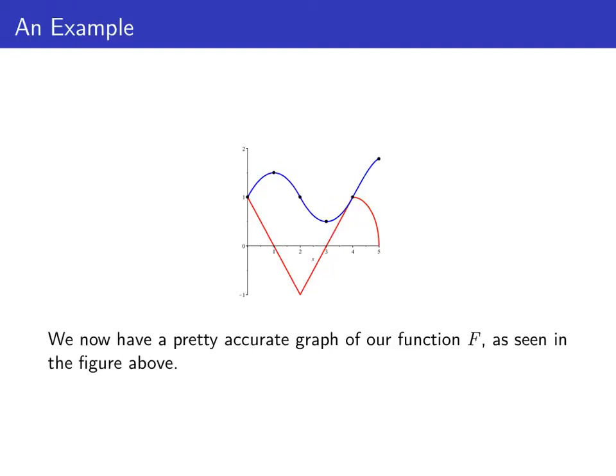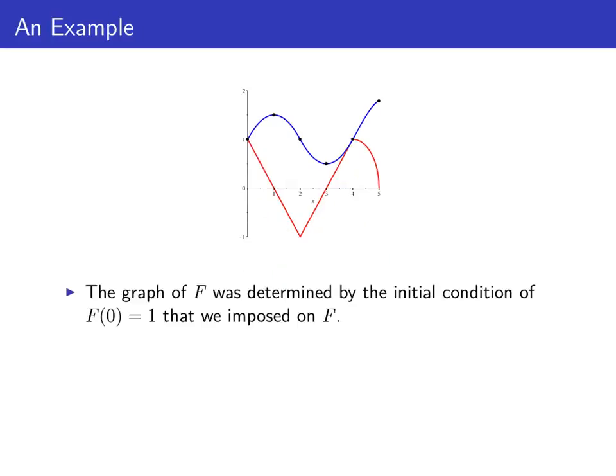So we've drawn, based on the global information we were able to determine about big F and the fundamental theorem of calculus, a pretty accurate graph of our antiderivative big F that passes through the point 0, 1. Now this graph that we drew of big F was determined by that initial condition that we set, that big F of 0 should be 1.